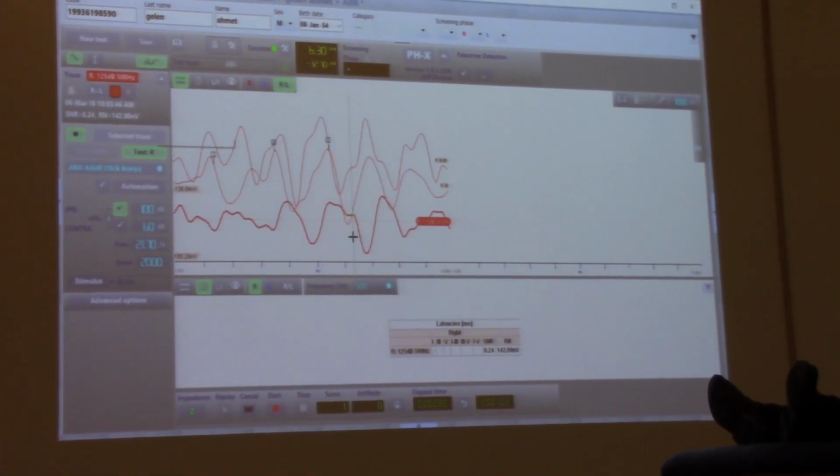Yeah, I select tone burst. I show you the stimulus that we are using.